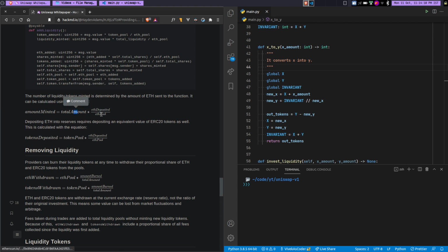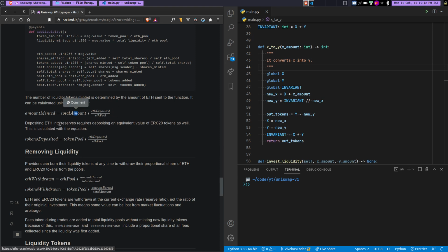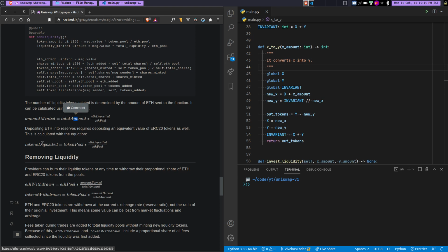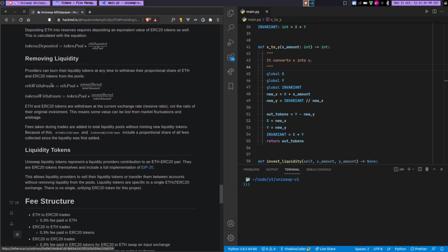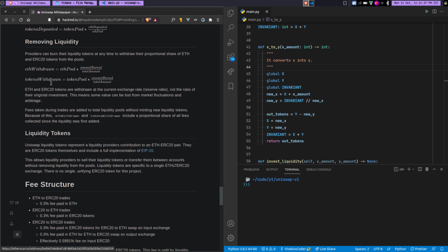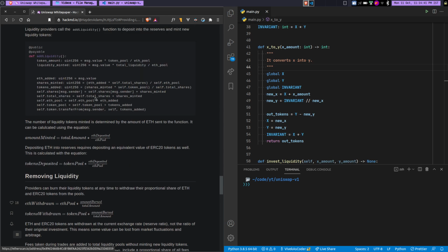Total amount is the ETH deposit divided by the ETH pool, and the token deposited is equal to the token pool multiplied by the ETH deposit divided by the ETH pool. So token added represents, based on your current ETH sent to this pool, how much token you have to send to get a specific amount of LP tokens. In the same way, we have remove liquidity, which takes one parameter, which is the amount of LP tokens you want to burn.